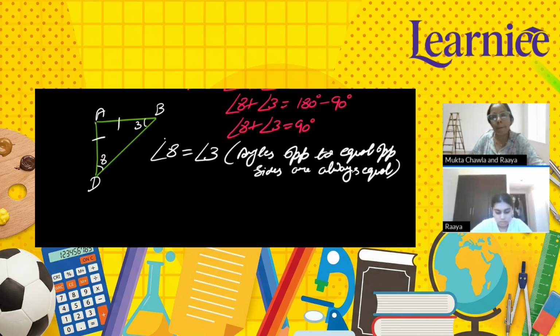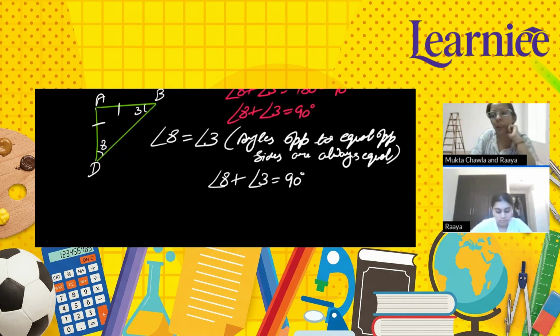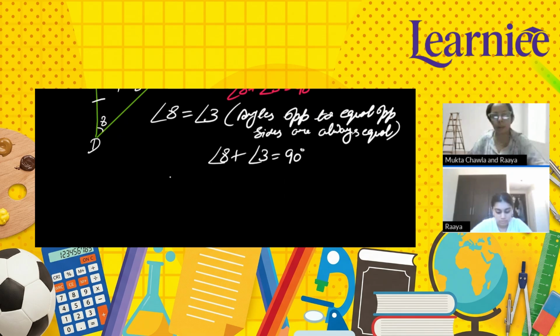Got it? So again, I'm writing angle 8 plus angle 3 is equal to 90 degrees. Now that is your choice, whether you want to replace 8 with 3 or 3 with 8. Either you can write angle 8 plus 8 or you can write angle 3 plus 3. Well, yeah, we can try angle 8 plus 8. If you go with 8 plus 8, that is also fine. Otherwise, 3 plus 3 is also fine. Right? So I'm replacing 3 with 8.